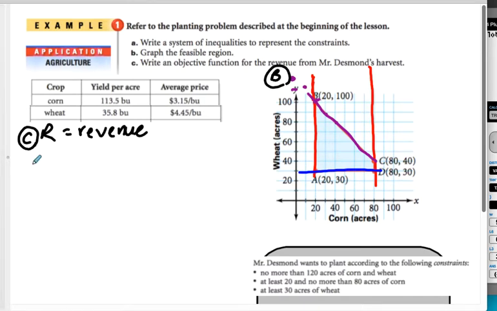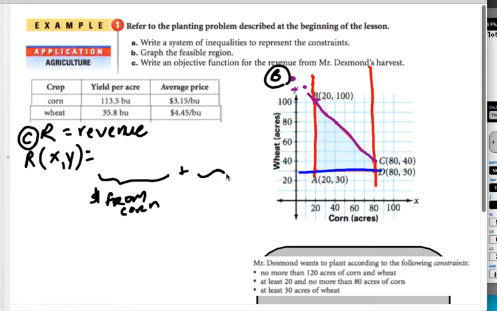So what this is going to look like is revenue is going to be a function of two things, x and y. So instead of saying r of x, we're going to say r of x comma y, meaning it's a function of both of these things, right? So when I make my objective function, I need the money from corn plus the money from wheat. So let's think about what this money is going to look like.